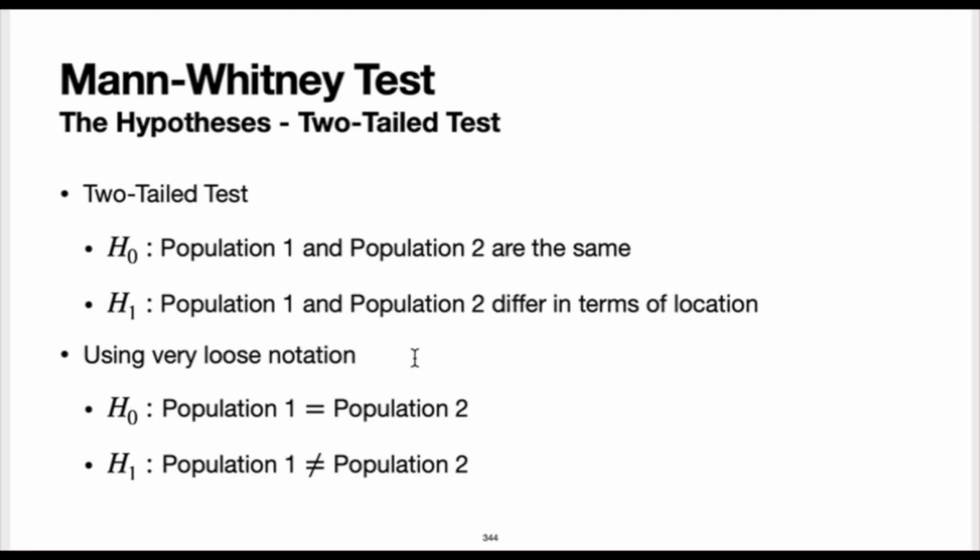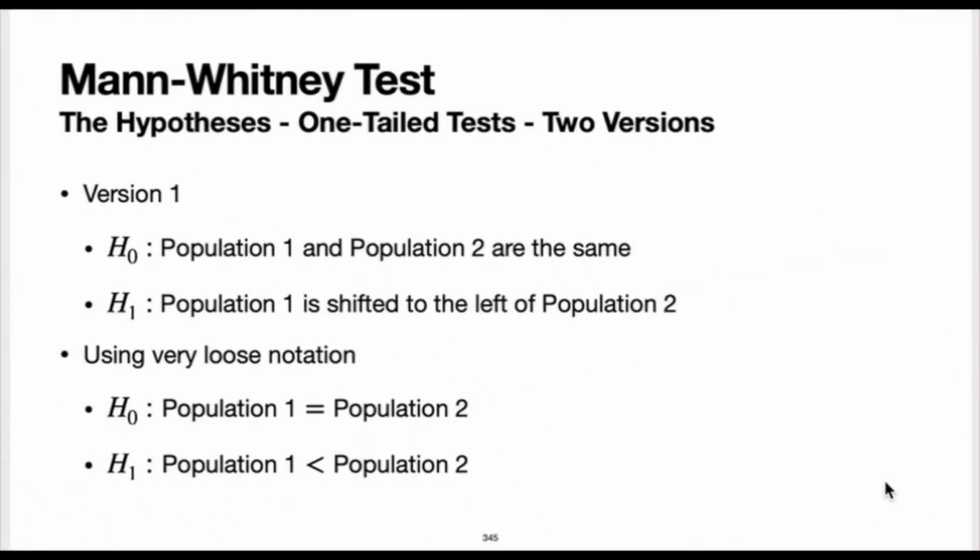Using very, very loose notation, and I'm going to be using this for each of the tests that we look at, but keep in mind this is just very, very loosely stated. The null hypothesis could be stated this way: that population 1 is equal to population 2, against the alternative that population 1 is not equal to population 2. And we're keeping in mind that what this really means is that there's a difference in location.